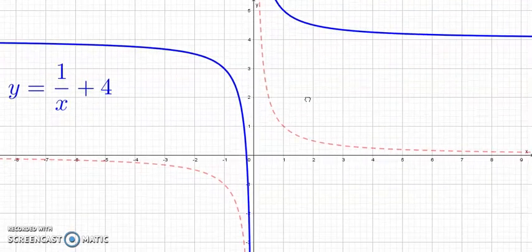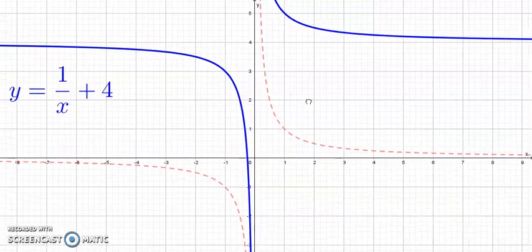So that's an important thing if you're trying to tell whether a hyperbola has been shifted up or down, and you look at that horizontal asymptote. And likewise, of course, it can move downward as well if this number is negative.